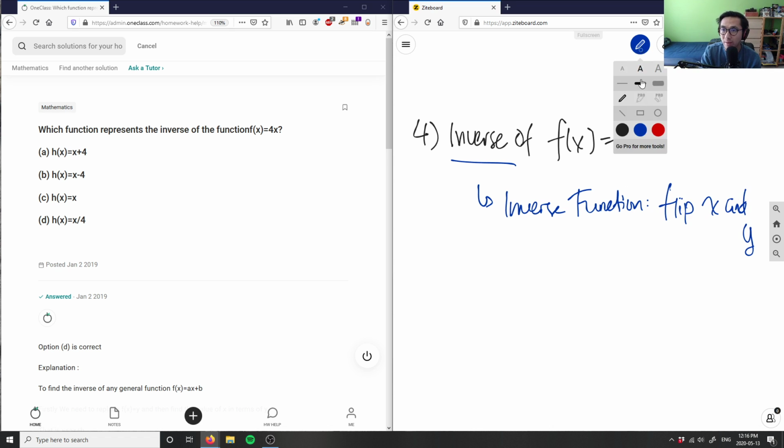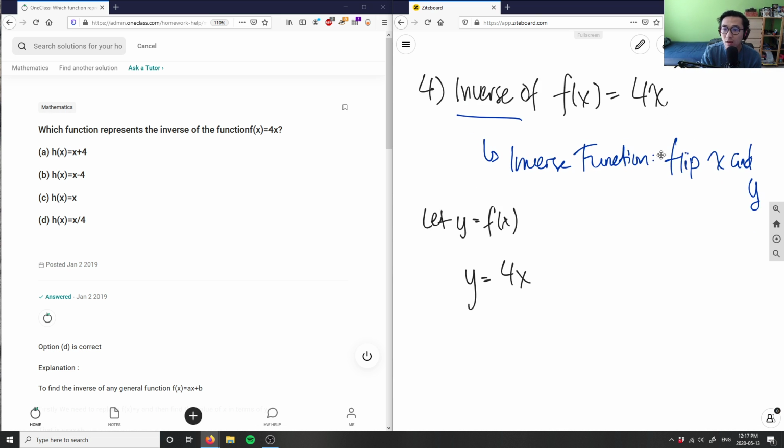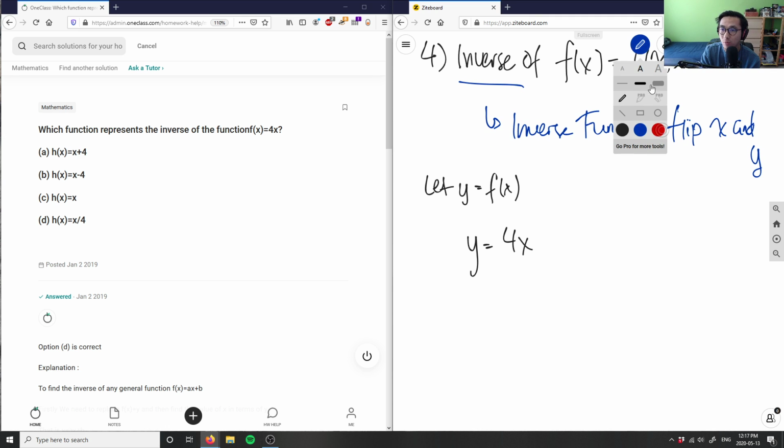So in order for us to do that, I first have to set this to y here. So I'm going to say let y equals f of x. Therefore we have this function y equals 4x here. When we say an inverse function, we're going to flip our x's and y's. What does that mean? Well, I'm going to do this in blue. I'm going to flip the x and y positions. So you can think of this as x is now going to be here, and y is going to be here now. So I flipped both the x and y here.